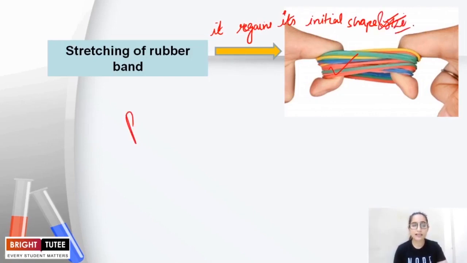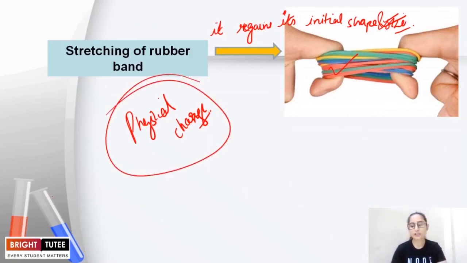So this is again a physical change because there is no new product formed and it is a reversible change. The change that you were creating with the help of your force can be reversed if you put the rubber band down, right? So this is again a physical change.